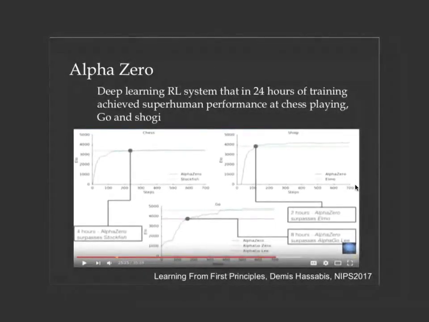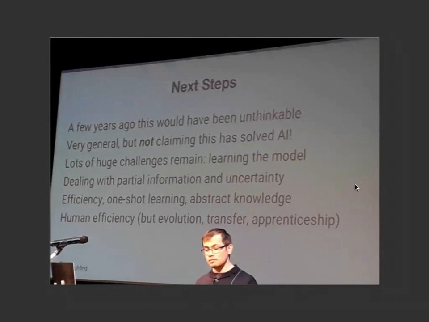These slides will be available. Great success, AlphaZero. Pretty impressive results, especially that it takes 8 hours, for instance, to achieve human-level performance. But then the next steps, as of December last year at NIPS, point to a number of the things we've been talking about in terms of learning the model, one-shot, zero-shot learning, abstract knowledge, explanation, and so on and so forth.